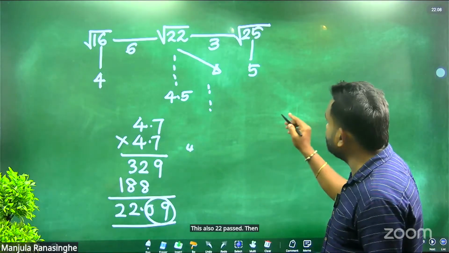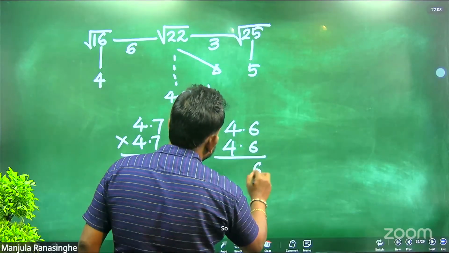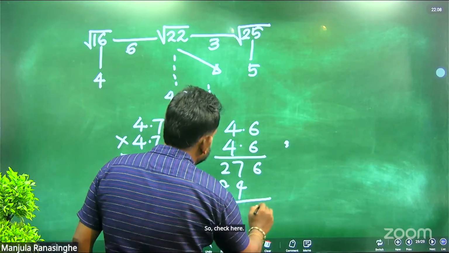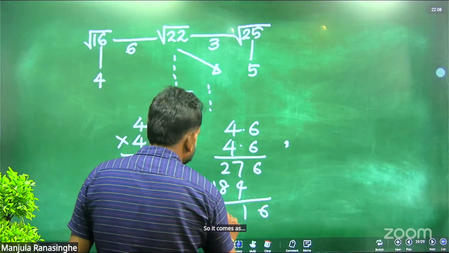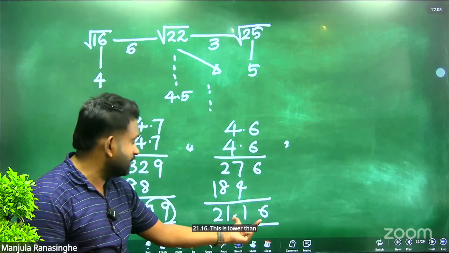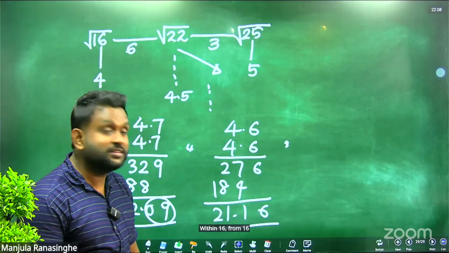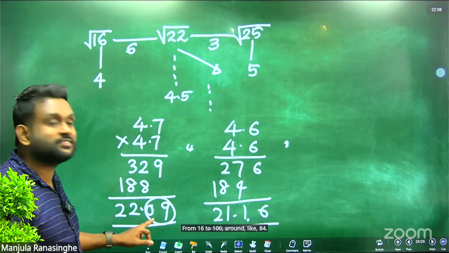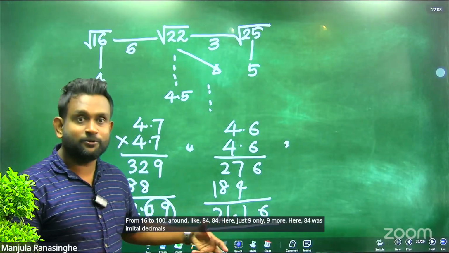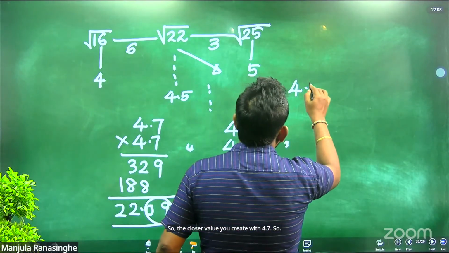Then you check the lower value, 4.6 times 4.6. It comes to 21.16, which is lower than 22. How much lower? Think of it like 16 to 100, around 84, while here the gap is just 9 more for 4.7, and 84 less for 4.6, thinking that way for the decimals. So the closer value is created with 4.7. So 4.7 is the answer for this one.